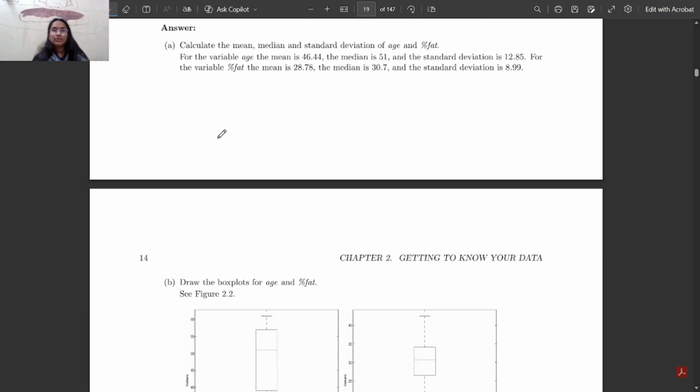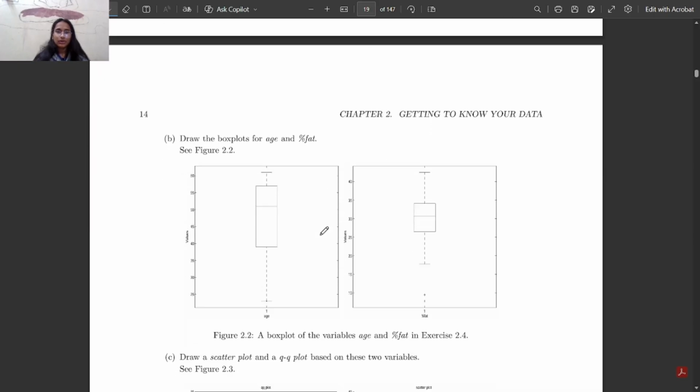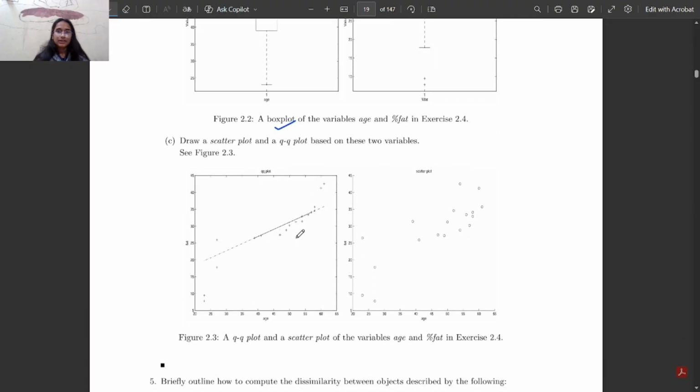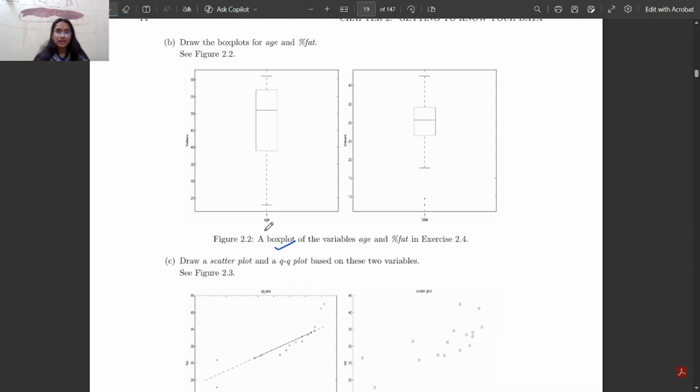So we have to calculate the mean, median, and standard deviation of age and percent fed. For the variable age, the mean is 46.44, the median is 51, and the standard deviation is 12.85. And for the variable percentage fed, the mean is 28.78, the median is 30.7, and the standard deviation is 8.99. So here is the box plot of both age and percentage fed.